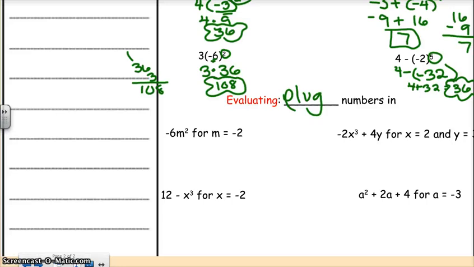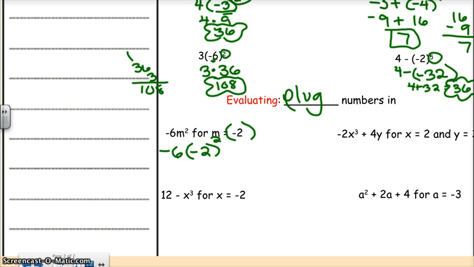You have to be careful, there's 3 things going on. You've got a negative, you've got a 6, and you've got an m squared. So you want to be very careful. This m is all of this. It's not just 2, it's negative 2. Put it in parentheses. This turns into negative 6 times negative 2 squared.